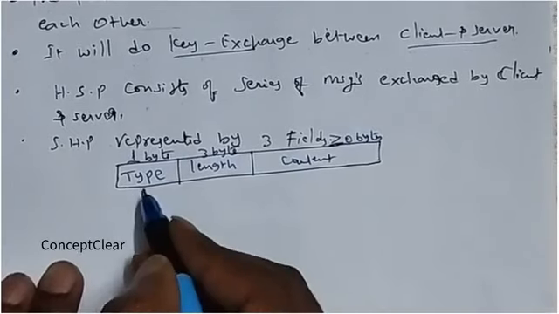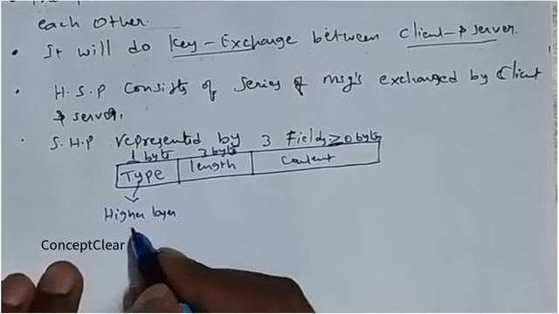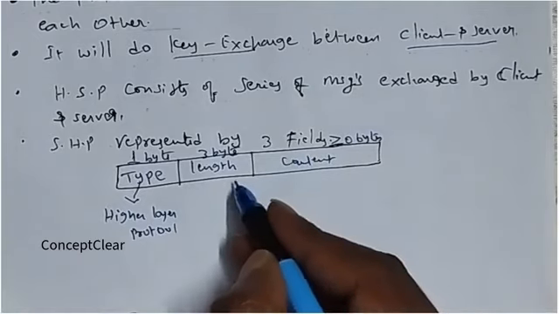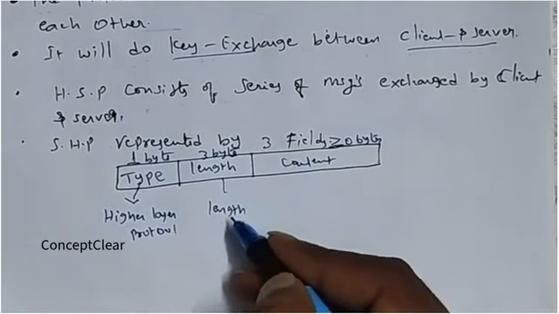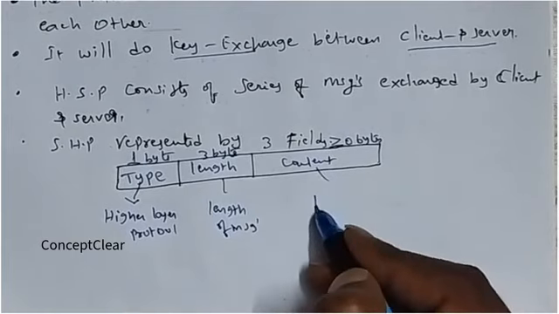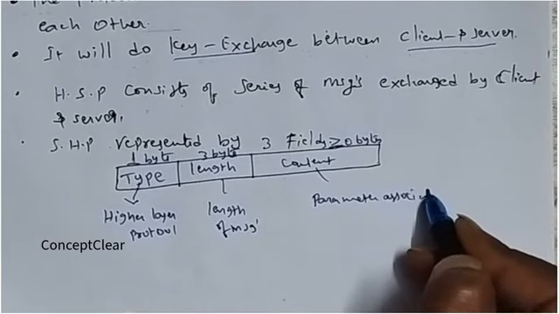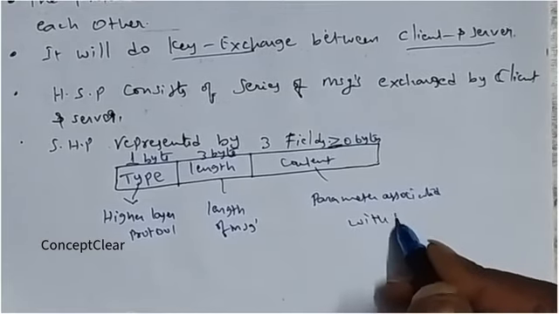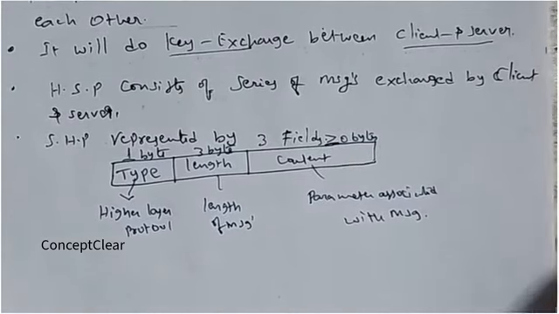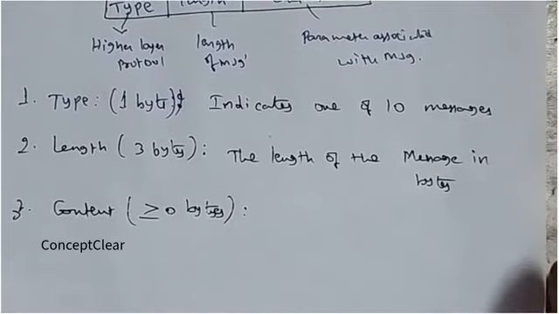Okay, what does the type mean? It is the higher layer protocol. And what about the length? It is nothing but the length of the message, and the content is the parameter associated with the message. Okay, here the first one is type. Content is associated with the message.